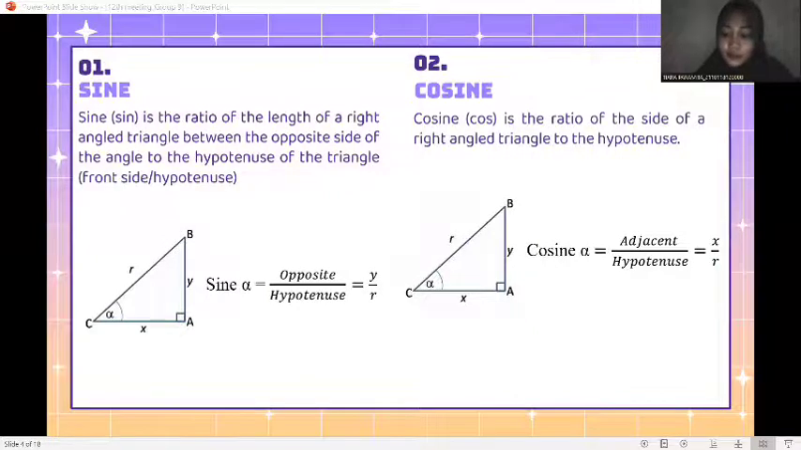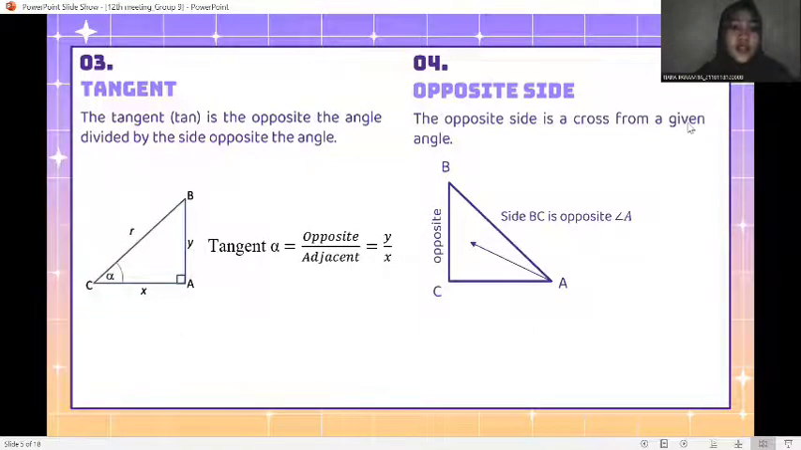Next, tangent. The tangent or tan is the opposite side of the angle divided by the adjacent side. Example, from the picture here, alpha is in here in triangle ABC. So the opposite side is y, the hypotenuse is r, and the adjacent side is x. So tangent alpha equals the opposite side divided by the adjacent side. The opposite is y and the adjacent is x. So tangent alpha equals y divided by x.